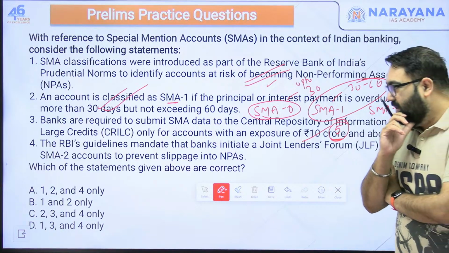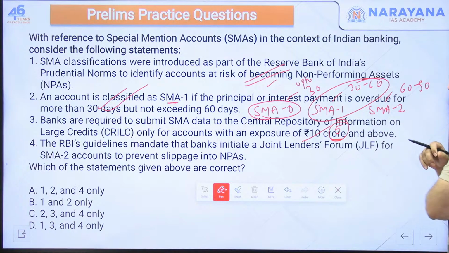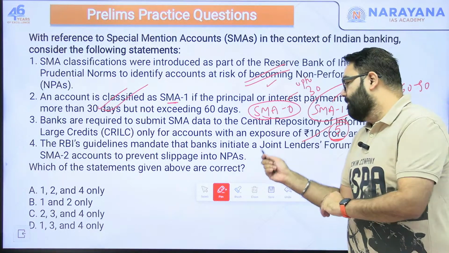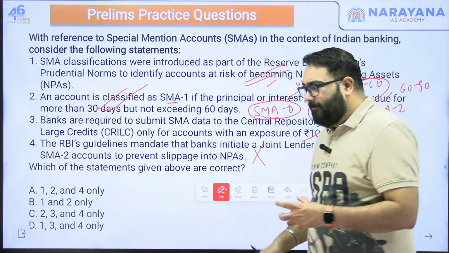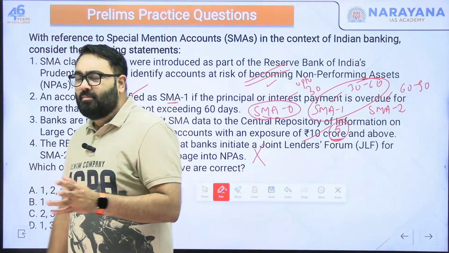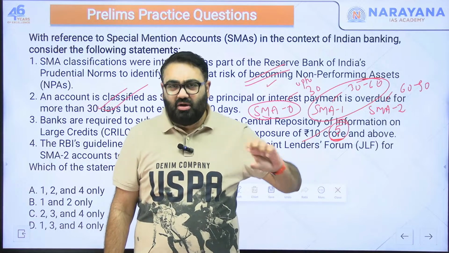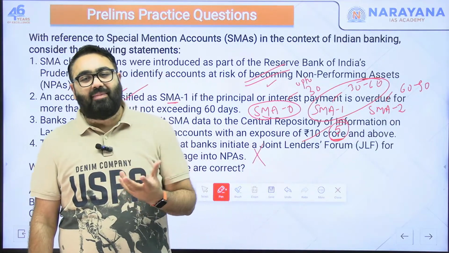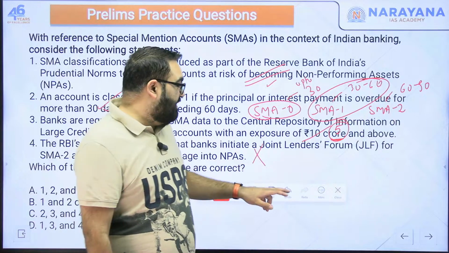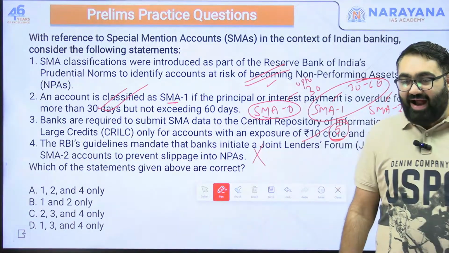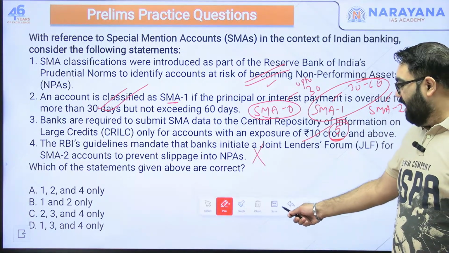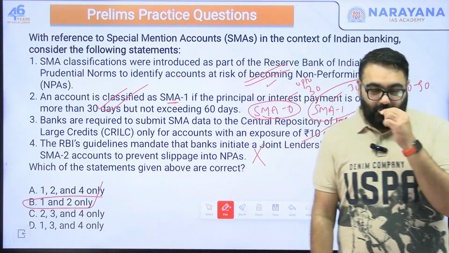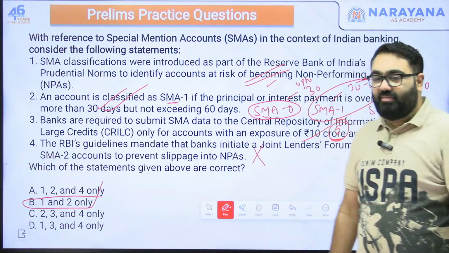Fourth, RBI's guidelines mandate that the banks initiate a joint lenders forum for SMA2 accounts to prevent slippage into NPAs. No. RBI encourages it: when there is an SMA account, you should try and form a joint lenders forum so that the banks can work together to identify whether multiple banks are involved or not. But this is not a compulsion specifically for SMA2 accounts. The compulsion part here is wrong. 1 and 2 are the only two statements correct here. 3 and 4 are wrong. The answer thus would be B. B is the correct answer here. I hope you got this one right. Statements 1 and 2 are correct here.